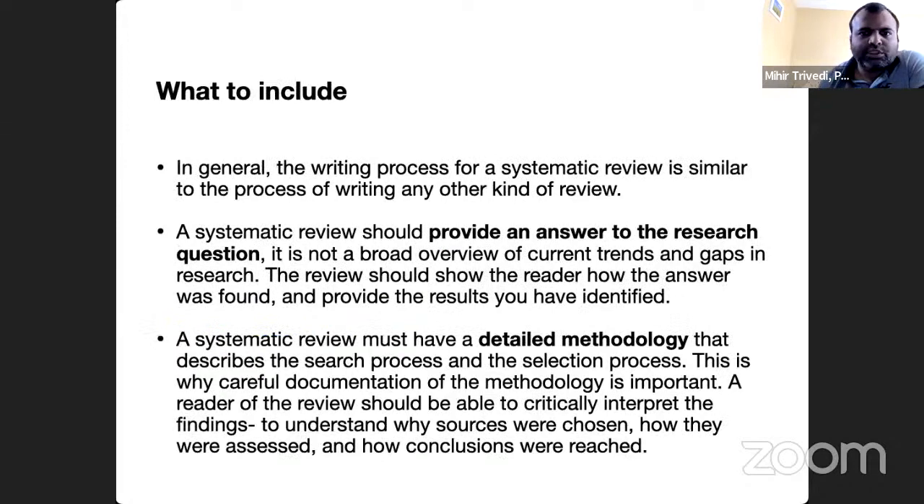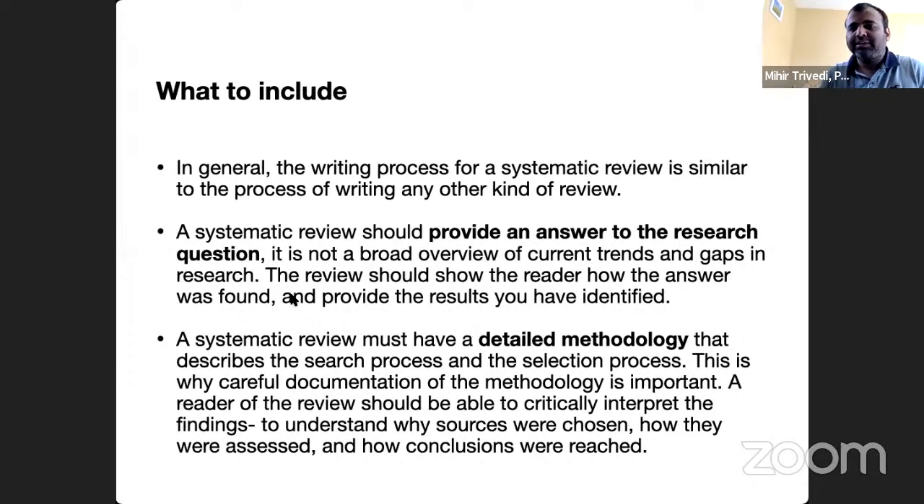So finally, just to summarize what we have talked about so far, in general, what to include in the systematic review. For the writing process, which is similar to the process of writing any other kind of review, a systematic review should provide an answer to the research question. It is not a broad overview of current trends and gaps in research. The review should show the reader how the answer was found and provide the results you have identified.